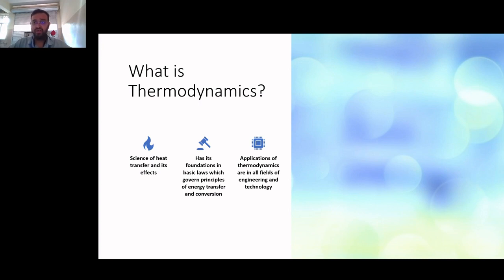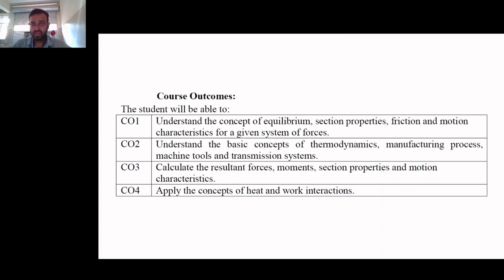So, at the end of the course, we want you to be able to understand the importance of thermodynamics and its applications on a day-to-day basis. Keeping that in mind, let's look at some of the course outcomes that we expect. For thermodynamics, we expect that you will be able to understand the basic concepts of thermodynamics and apply the concepts of heat and work interactions on different types of models that may be presented to you.